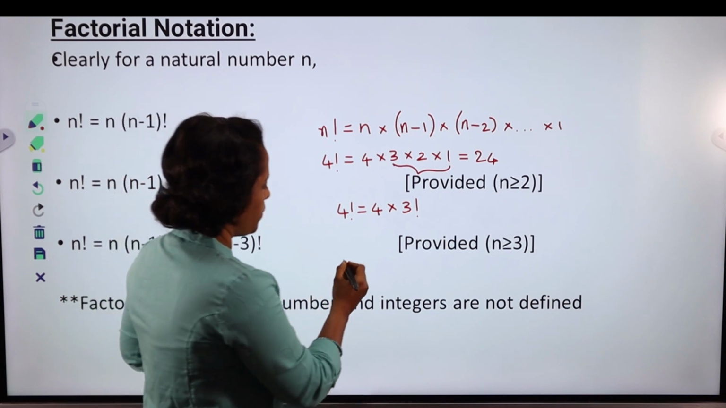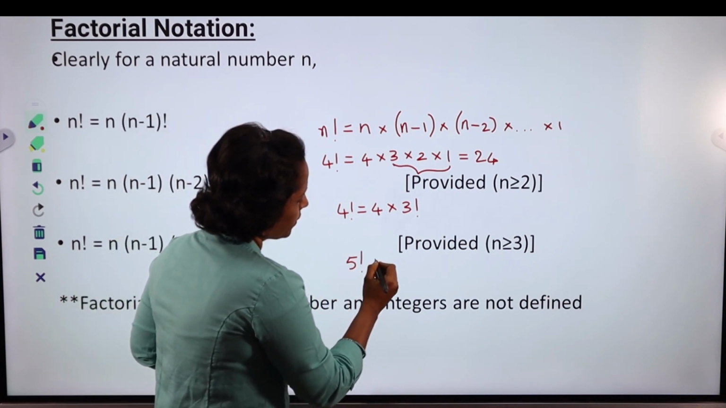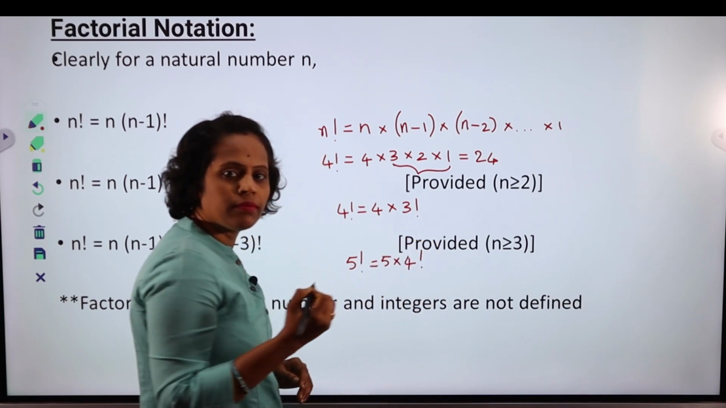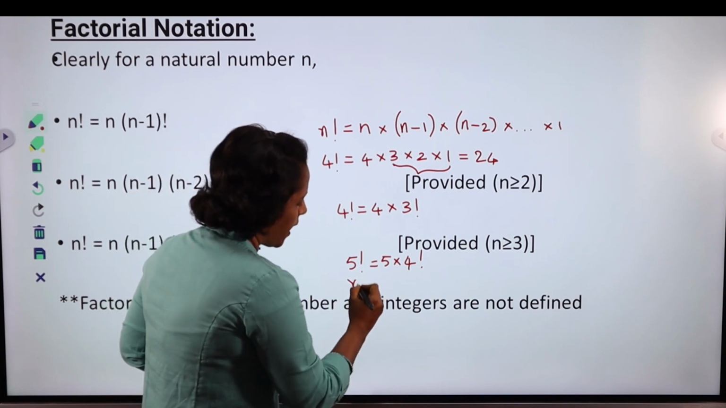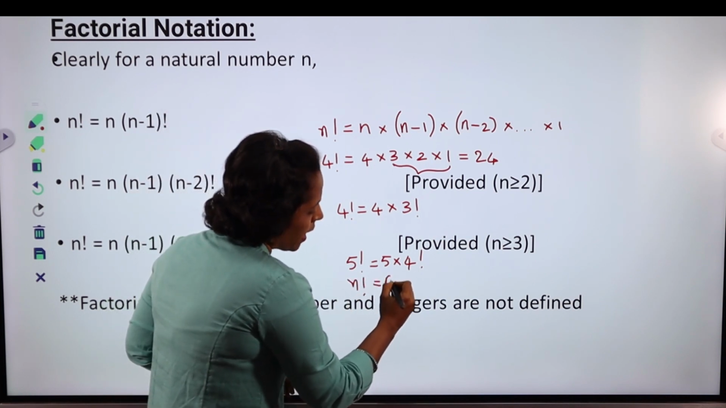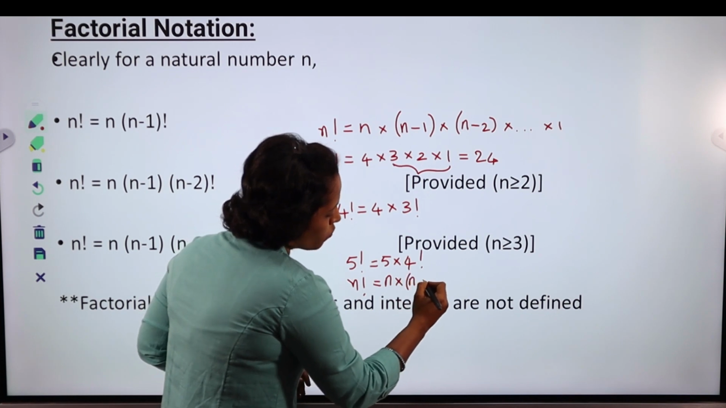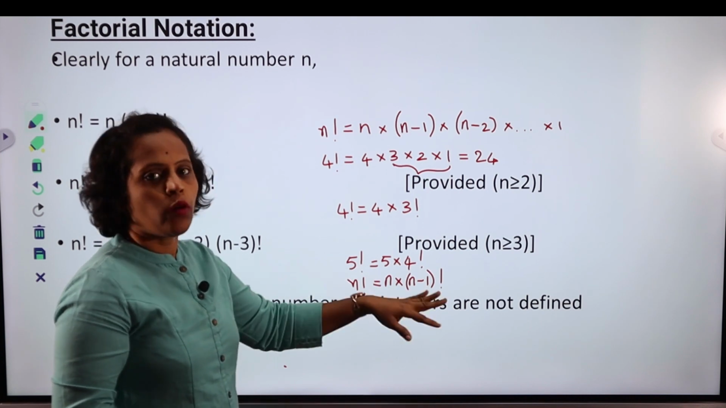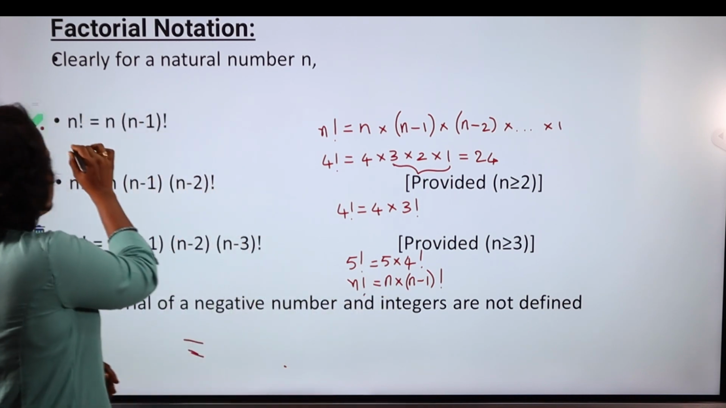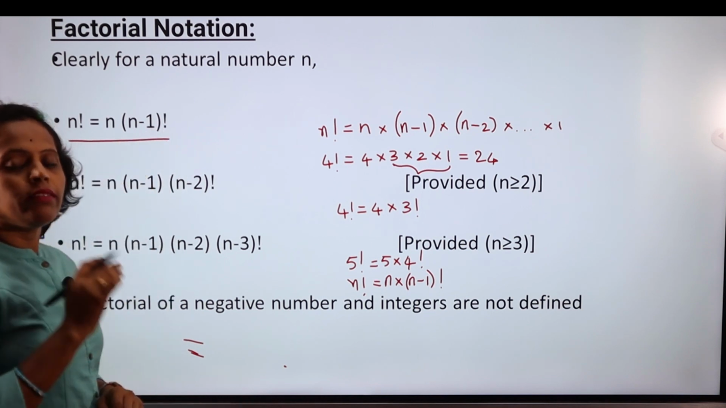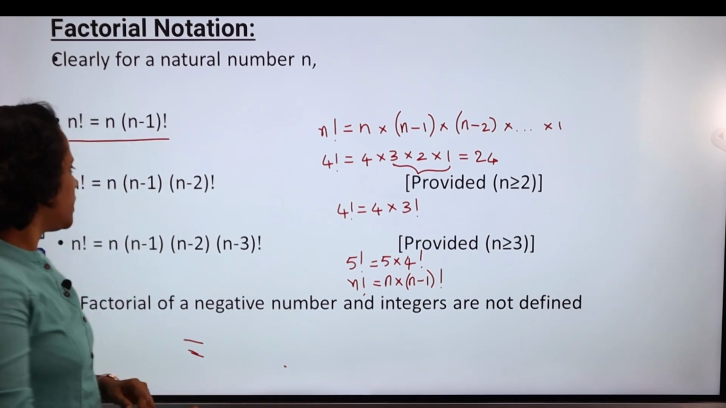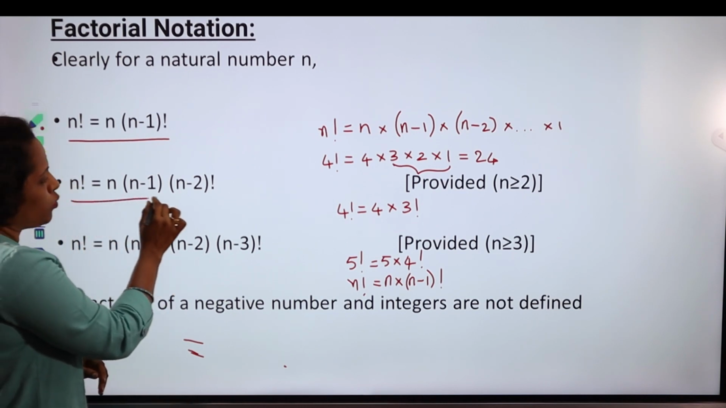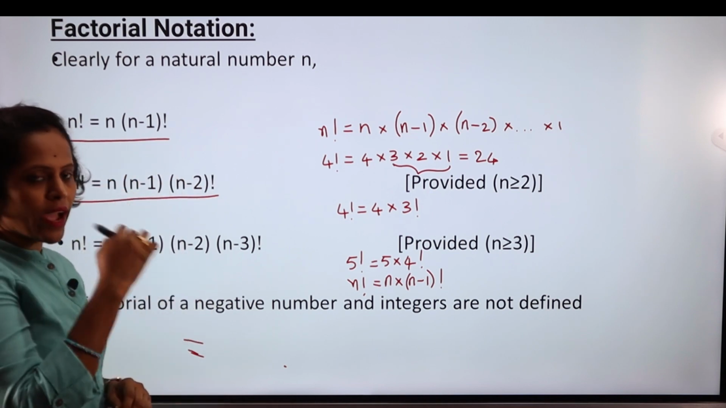Simple, right? Now similarly, 5 factorial I can write as 5 into 4 factorial. Similarly, n factorial can be written as n into n minus 1 factorial. So this is one of the notations. Similarly, n factorial will also be equal to n into n minus 1 into n minus 2 factorial.